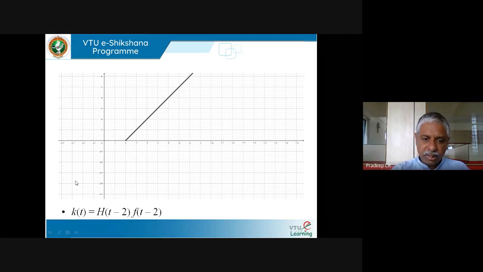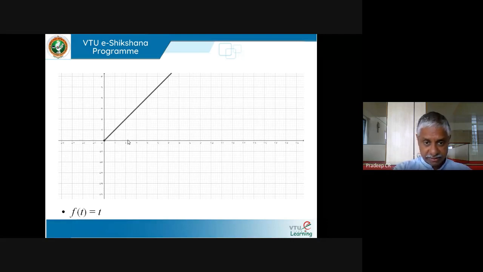Up to t equal to 2, of course it is 0 because H is 0. What happens after t equal to 2? After t equal to 2, this is 1. This means K(t) is equal to F(t minus 2) after t equal to 2. So after t equal to 2, K(t) is same as F(t). F(t) means t, F(t minus 2) means t minus 2. So K(t) is t minus 2 after 2. I had this F(t). Now it has come down by 2, or I will say it is moved ahead by 2.